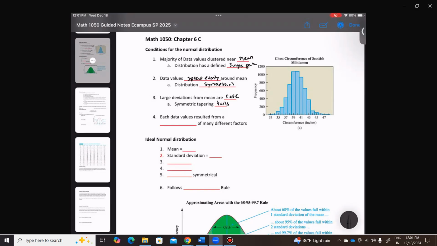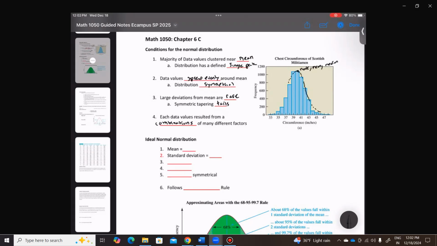And so each of these data values is a result from a combination of many different factors. Okay, so on the right here we have a graph. It's a decent normal distribution. It's the chest circumference of Scottish military men. And you know, we see the hump kind of in the center here. This is going to be around where the mode, mean, and median fall. And then it tapers down in both directions.